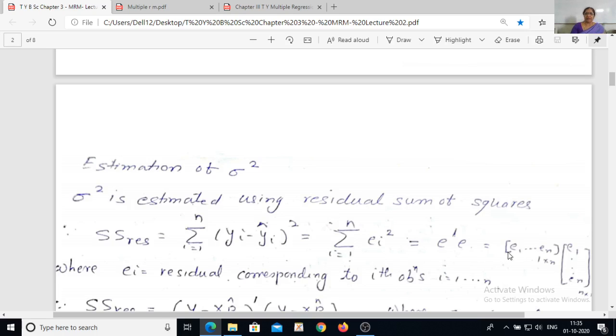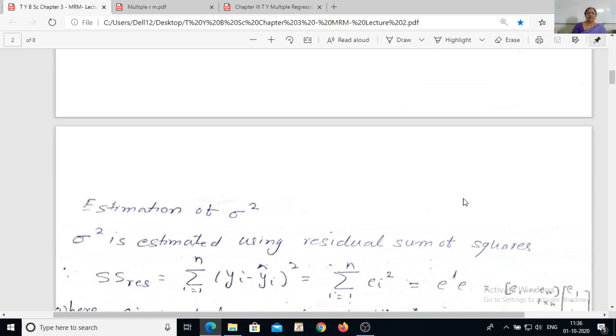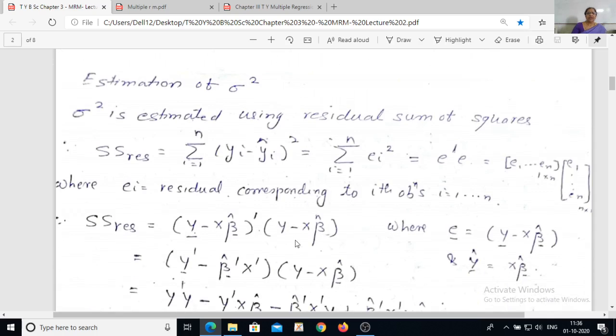which we can write as E prime E, where E prime is a vector of order 1 by n, and E is a vector of order n by 1. So E prime E is a summation of ei square, i equals 1 to n. That in matrix notation you can write like this. Now what is your E? E is y minus y cap, which is y minus x beta cap.